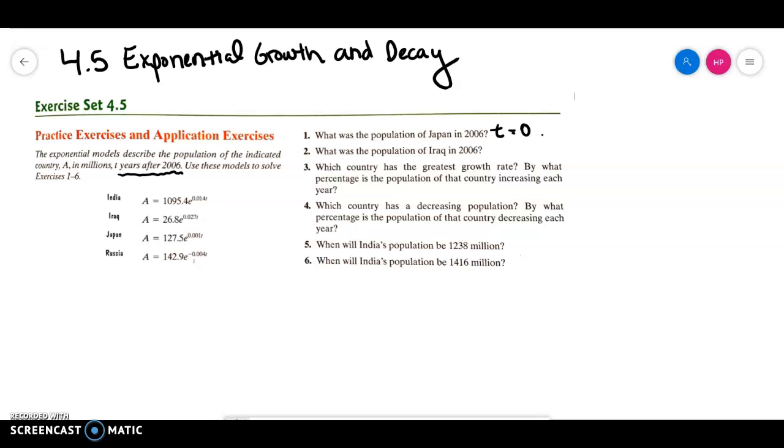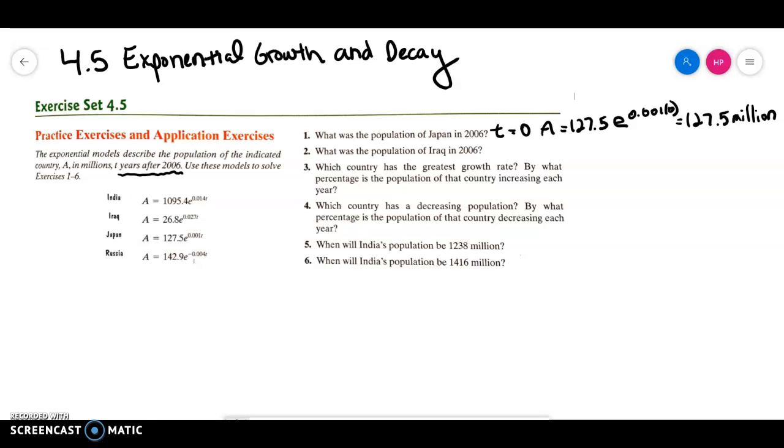So if I plug a 0 in here, A is equal to 127.5 times e to the 0.001 times 0. So by substituting that 0 into the exponent, the entire exponent will be 0. I'm actually just going to end up with e to the 0 power, which is 1. And 127.5 times 1 is just 127.5. That says million in chicken scratch. Million individuals would be the population of Japan in 2006.